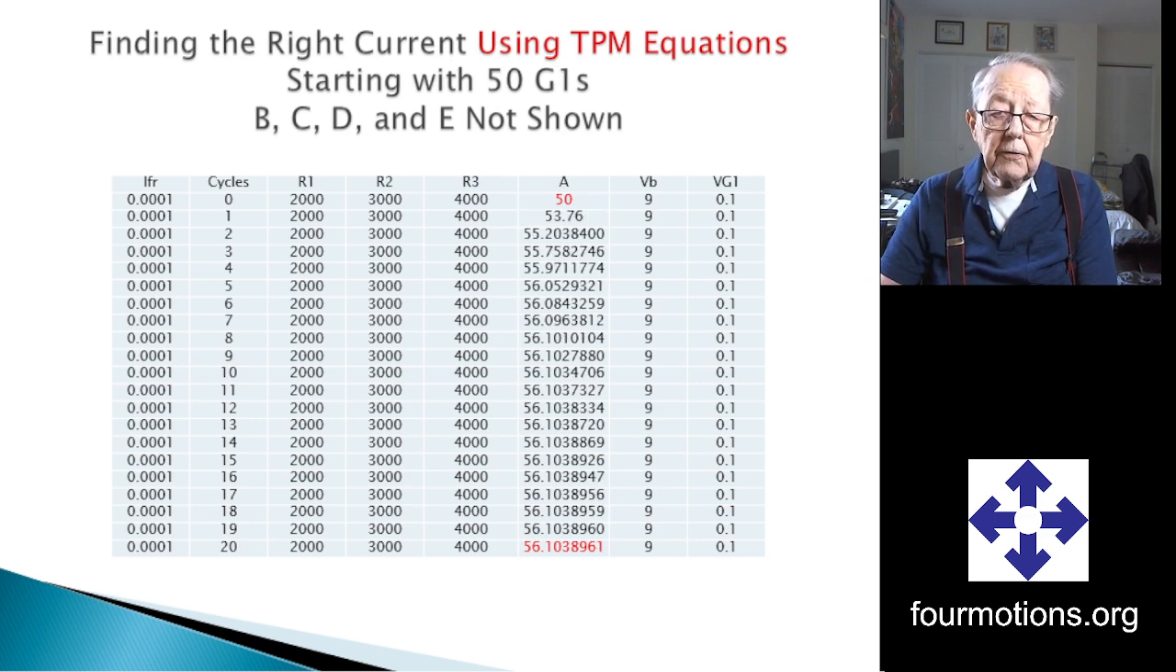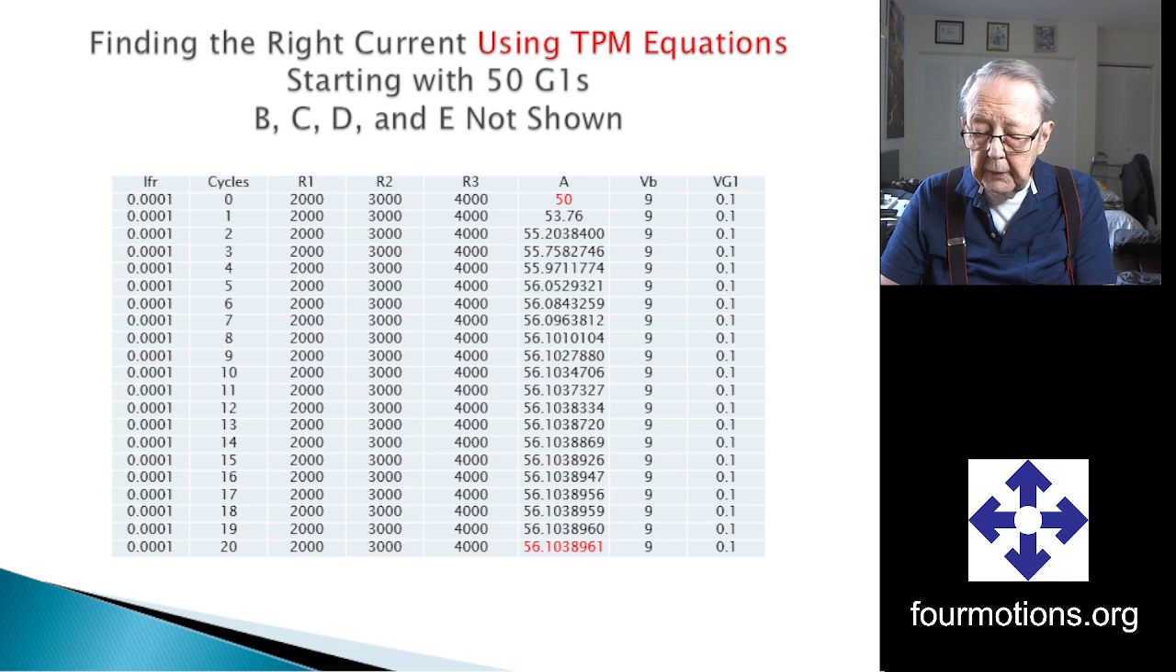Here I started with 50, and instead of going down from 100 to 56, I start with 50, and it increases to the same number, 56.1038961. So it arrives at the same point, no matter what. If you push too many electrons in, it comes down to a lower level. If you push too few, it builds up to a higher level, and that comes from using the TPM equations.